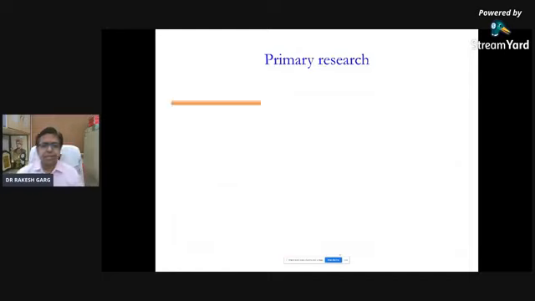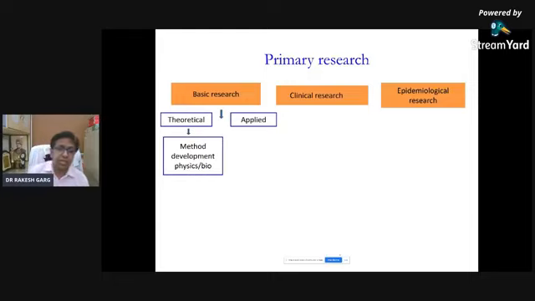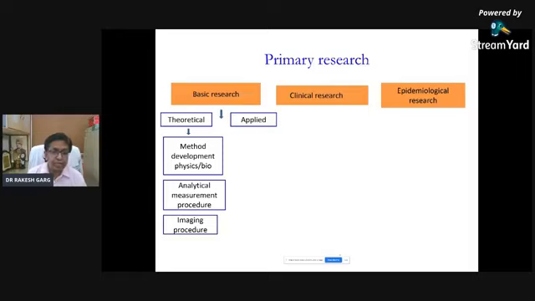Now, when we say primary research, it could be basic research, clinical research, and epidemiological research. When we talk of the anesthesiologist, the critical care specialist, or the pain physician, most of the time we are concerned about clinical research, but a little bit of basic research, because some of us will be interested to think of what can come out of basic research. It could be a theoretical aspect in which we are looking for something new that comes up.